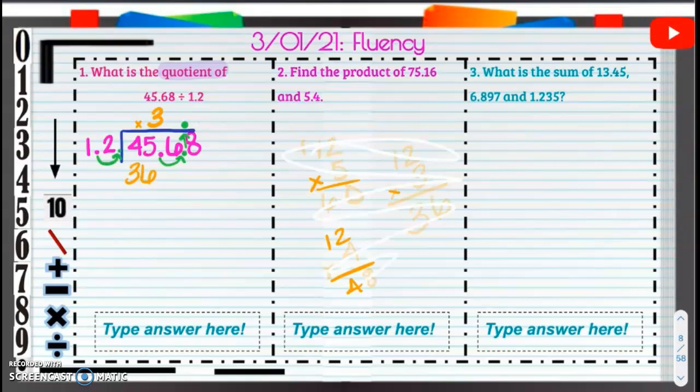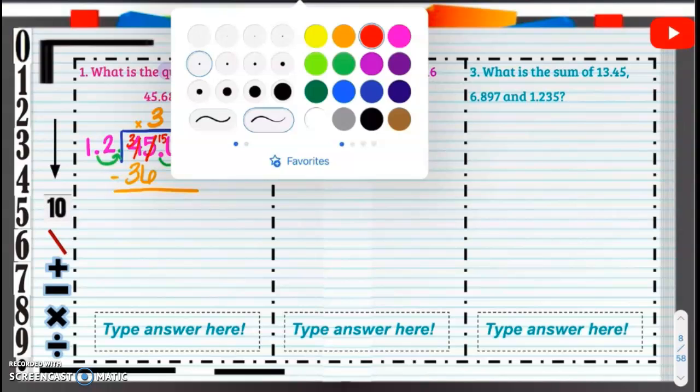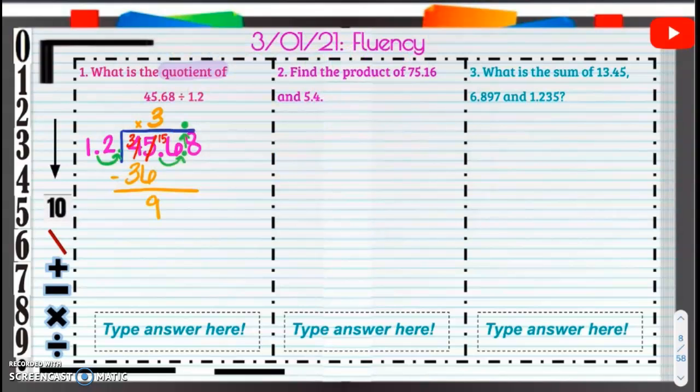Alright, let's erase our work over here. Alright, now we're going to subtract. We cannot do 5 minus 6, so this 4 becomes a 3 to make this 5 a 15. 15 minus 6 is going to be 9. 9. 3 minus 3 is 0. Drop down that 6. How many times do you think 12 can go into 96?